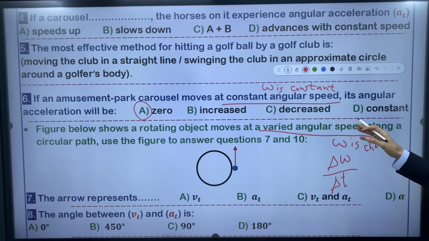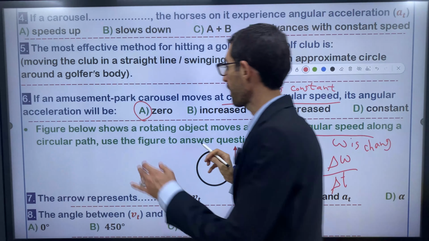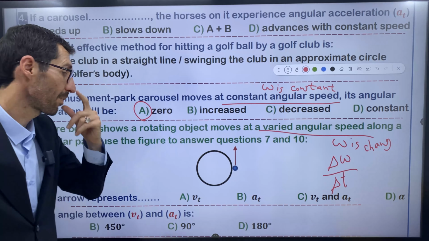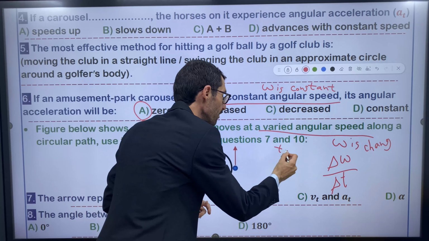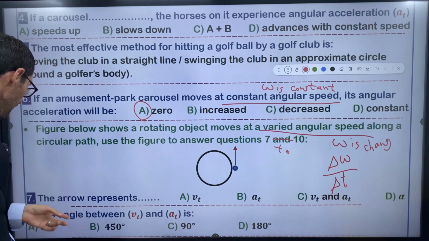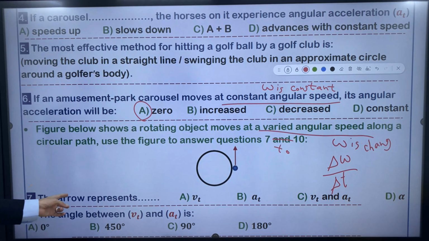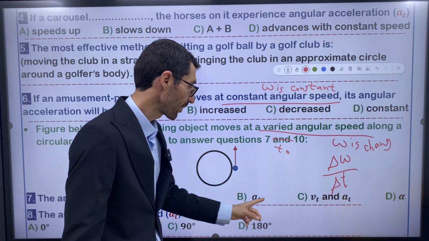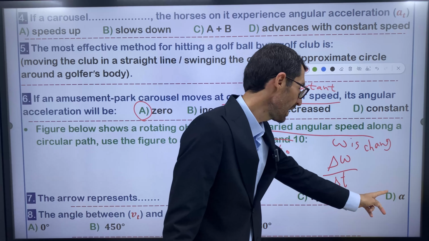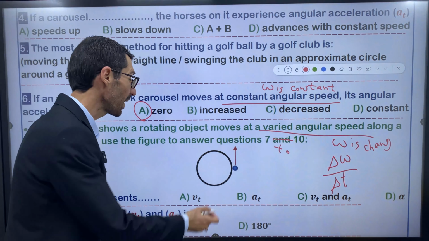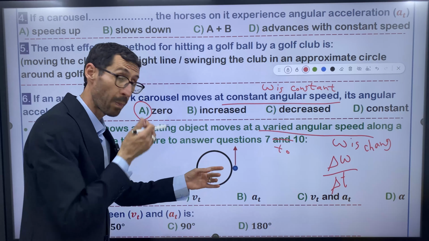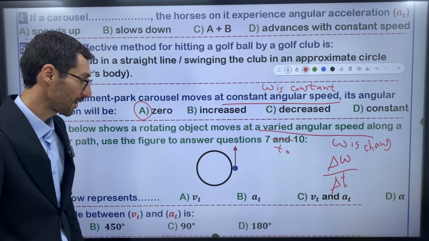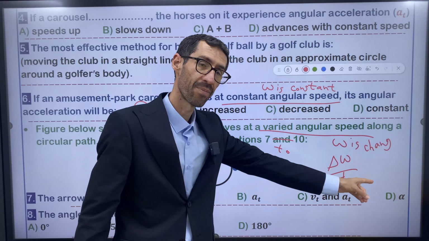It says a varied angular speed along a circular path. Use the figure below to answer questions 7 to 10, right? 7 to 10. Not 7 and 10, 7 to 10. Question number 7, this arrow represents: A, VT; B, AT; C, VT and AT; D, alpha. Actually, because the arrow points tangent to the circular track, it can't be alpha.